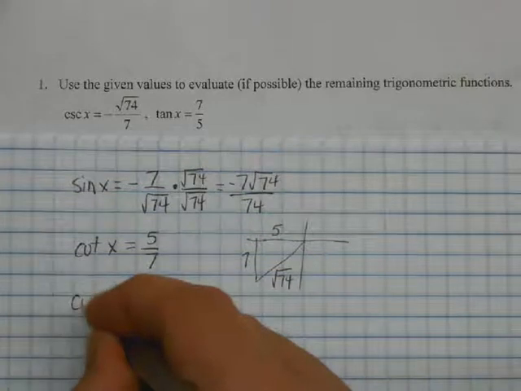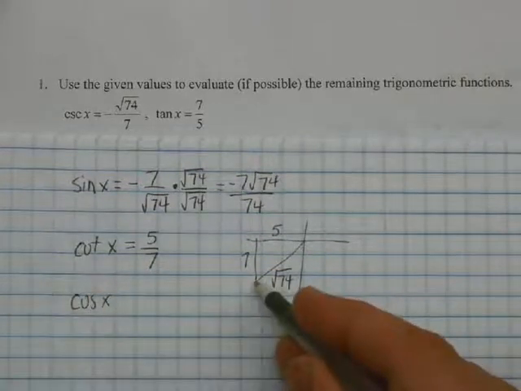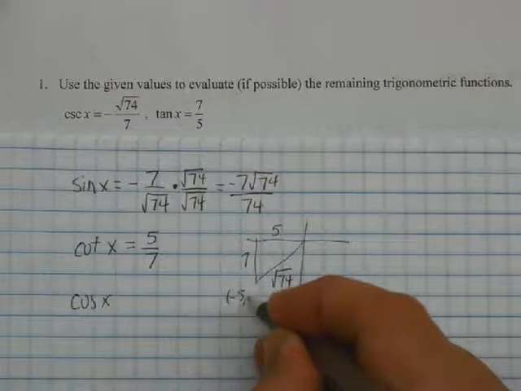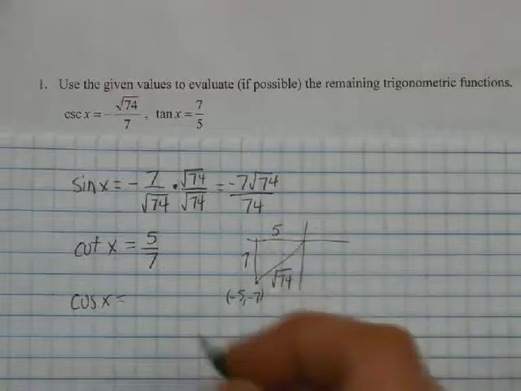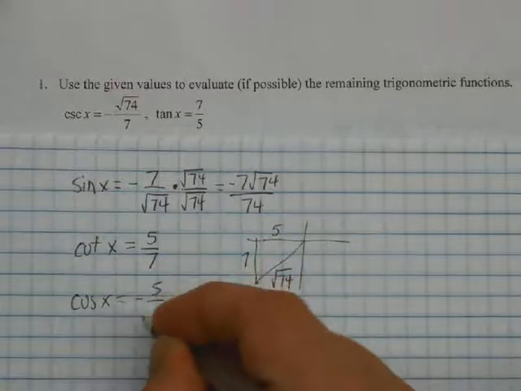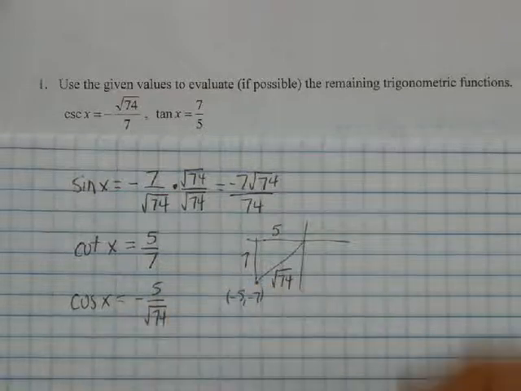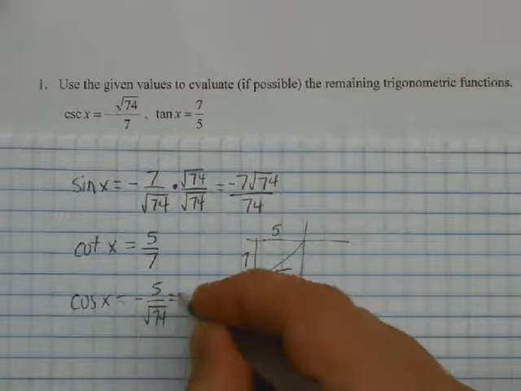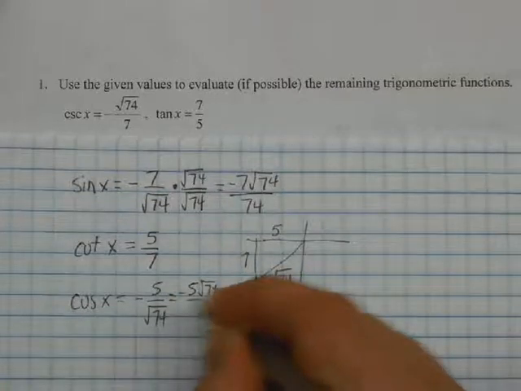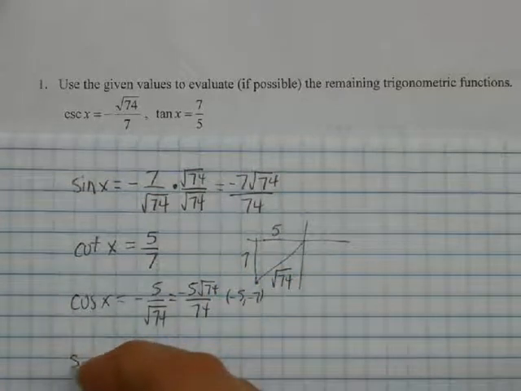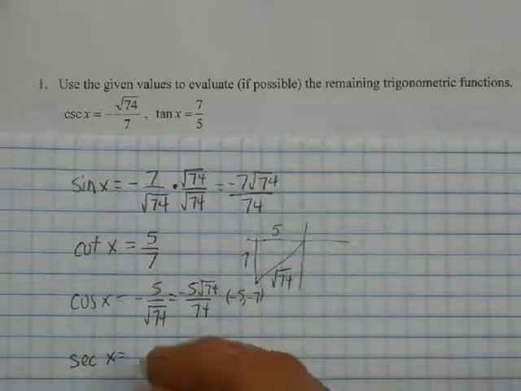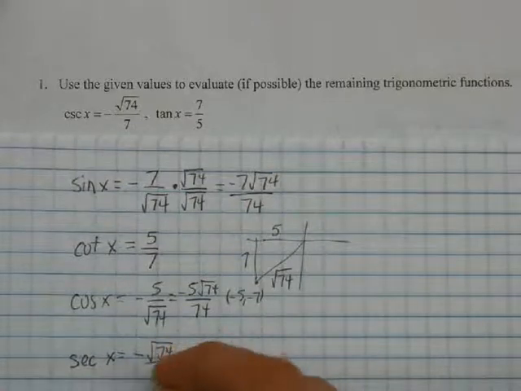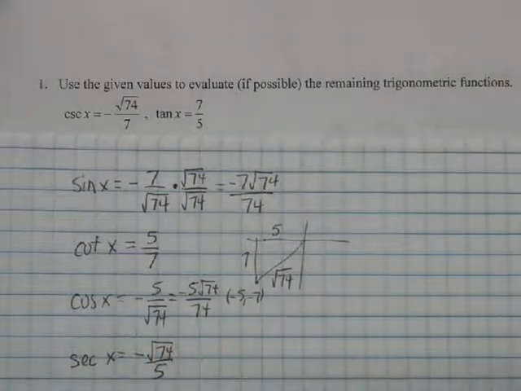So to find cosine of x, remember this is the point negative 5, negative 7, we would simply take x over r. So negative 5 over radical 74. And if we do something just like we did here, we get negative 5 radical 74 over 74. And then for secant, well, it's r over x, so we get simplified negative radical 74 over 5. And that matches with answer C.